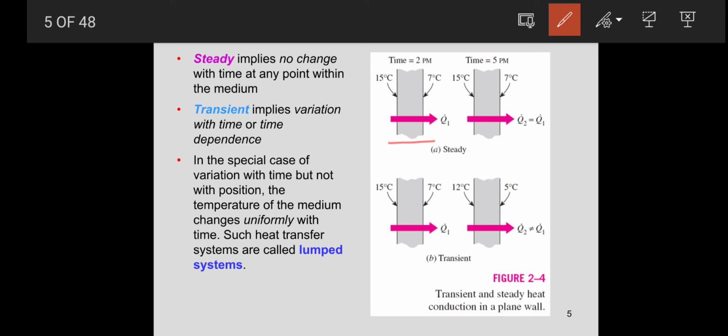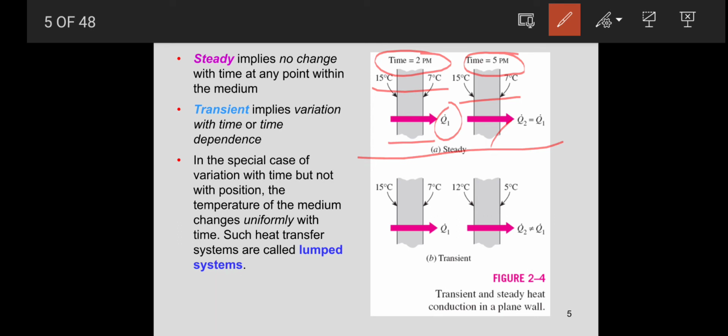If you measure the heat transfer rate or temperatures at 2 p.m., and you find the heat transfer rate is Q1 with the same temperatures, and after some time you measure the temperatures of the same wall and there is no change in the temperature of this wall, that means the heat transfer rate is the same as the previous one. So during the time change, if no change occurs, then the heat transfer is called steady heat transfer.